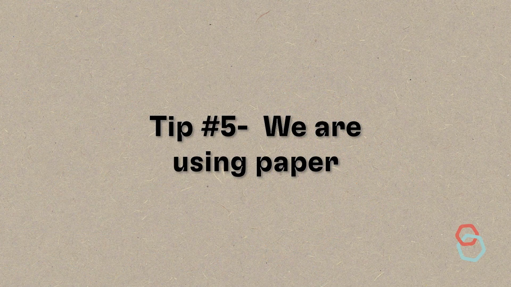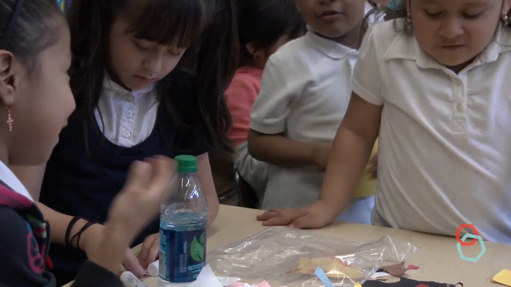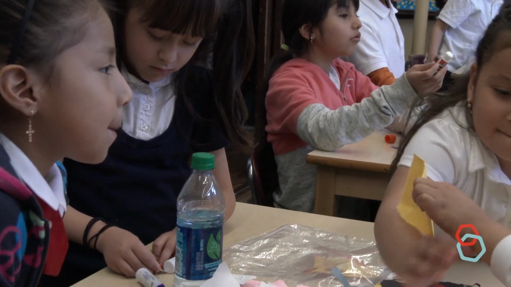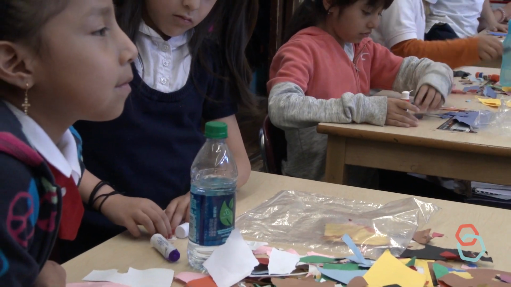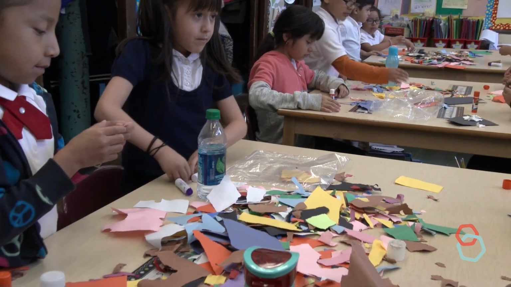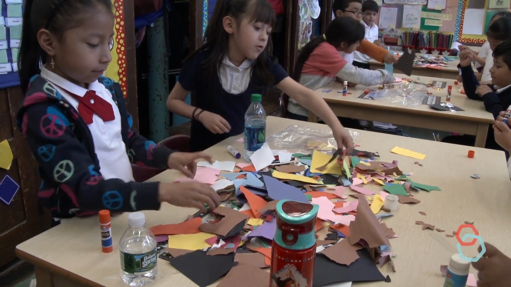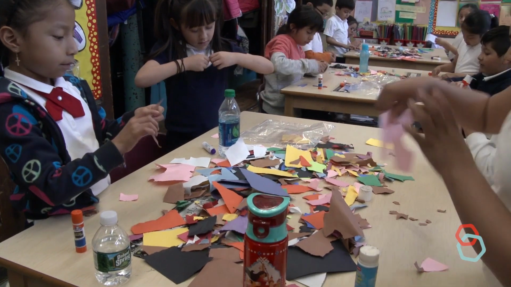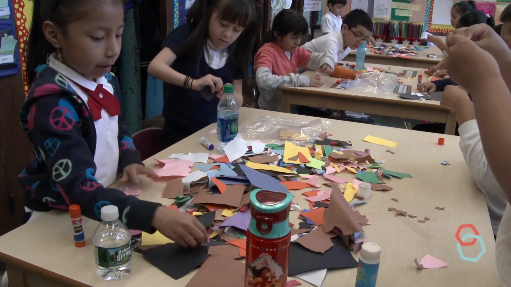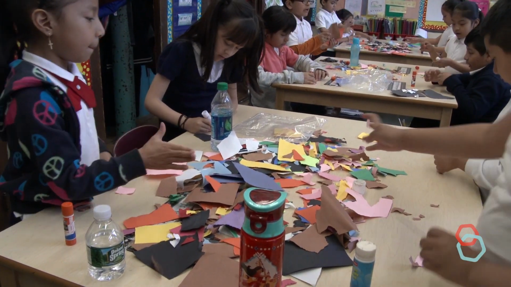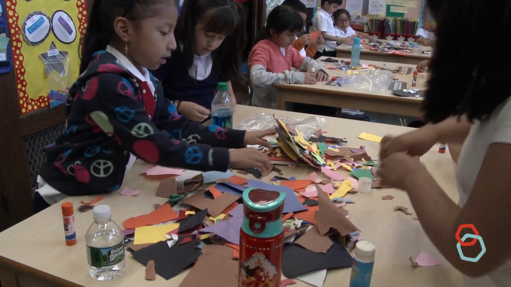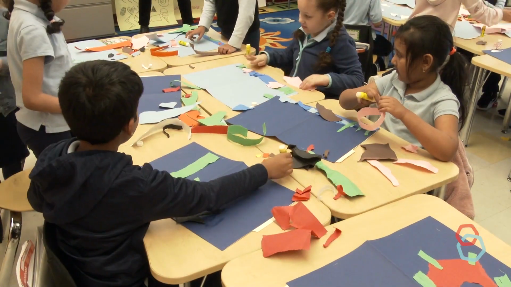Tip number 5. We are using, not wasting, paper. During independent art making time, kids will find and make the shapes they need from the papers that they tore during the lesson. However, they may need additional paper to execute specific ideas or to conduct additional experiments. Exploring and experimenting with material is not wasteful. Not every experiment leads to a product, and that's okay.